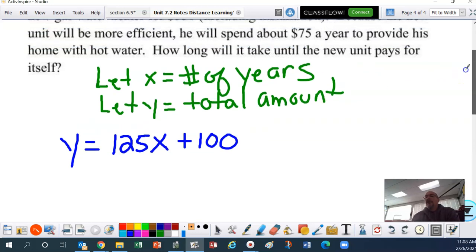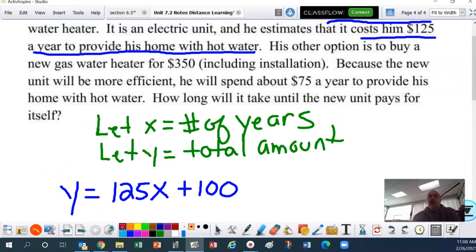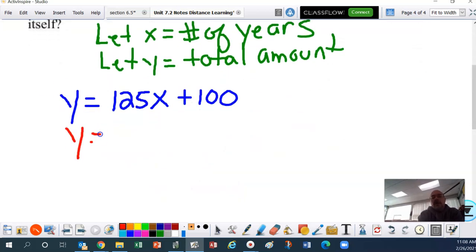Okay, and then the other one, ladies and gentlemen, is he's going to buy a new water heater. Water heaters are a lot more expensive than that, folks. They're in the thousands of dollars, unless you get a really cheap one. Okay, $350 to buy a new one, and then he's going to spend $75 a year. So that's going to be y equals 75x plus 350.